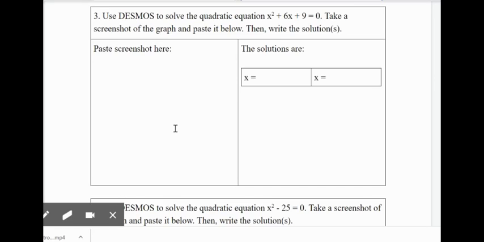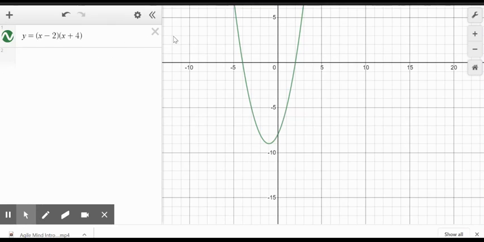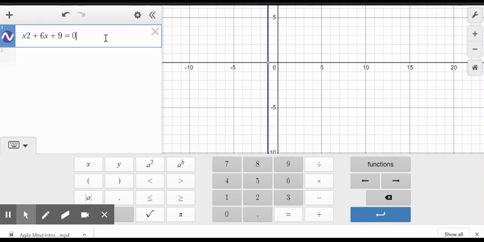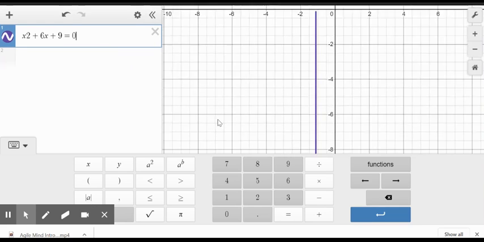So for number 3, we're going to use Desmos to solve this quadratic equation. And then we need to paste a screenshot and write the solutions. So I'm going to highlight, copy, and we're going to go to Desmos and paste it in. Okay, now there is a problem here.